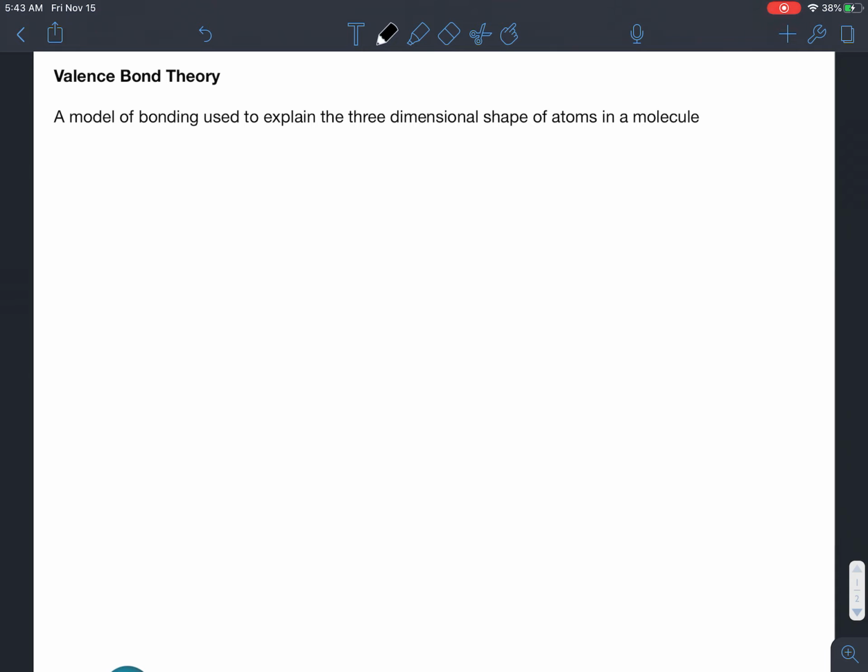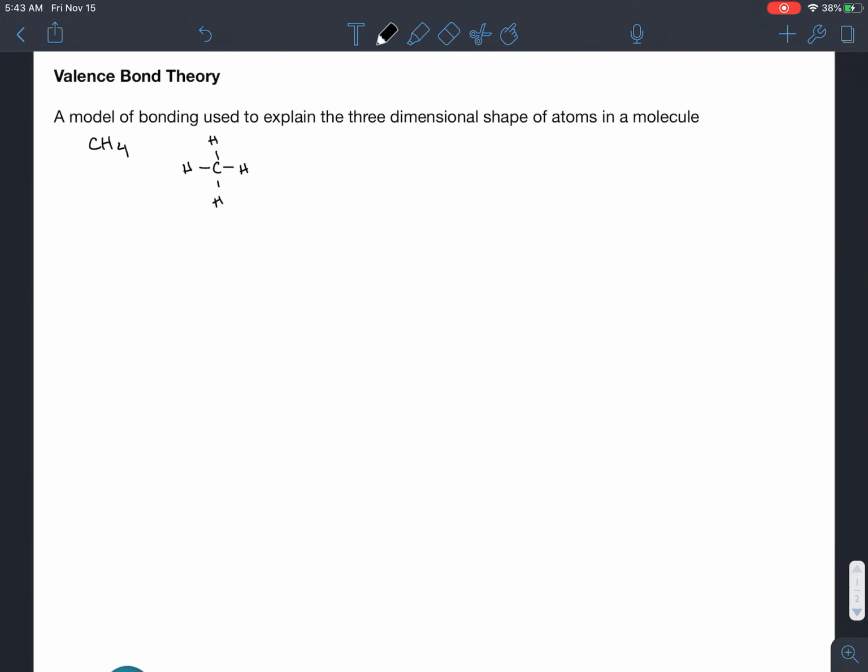Valence bond theory. Valence bond theory is a model of bonding used to explain the three-dimensional shape of atoms in a molecule. We've talked about a Lewis structure, for example, CH4 would be C with 4 hydrogens around. We've talked about how that shows how the atoms are bonded around the central atom.